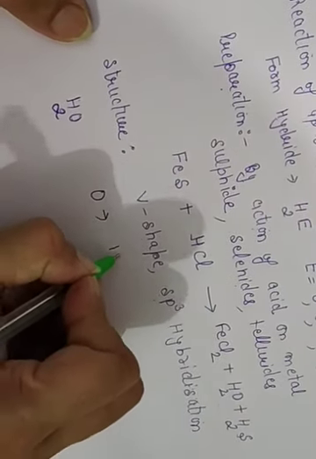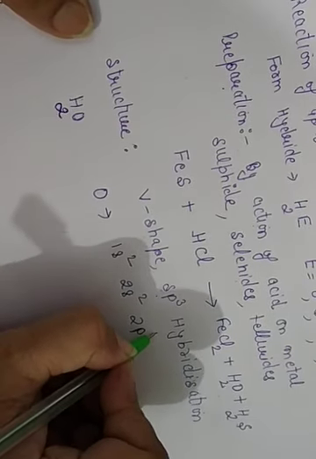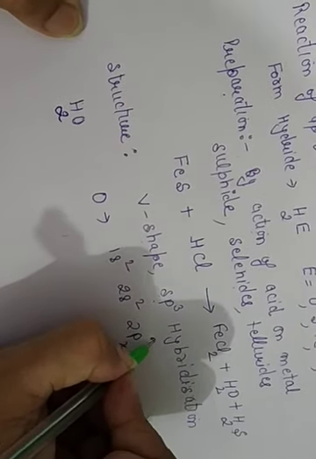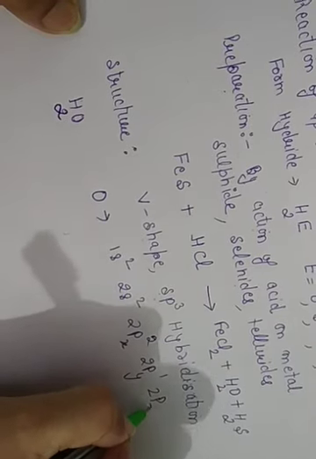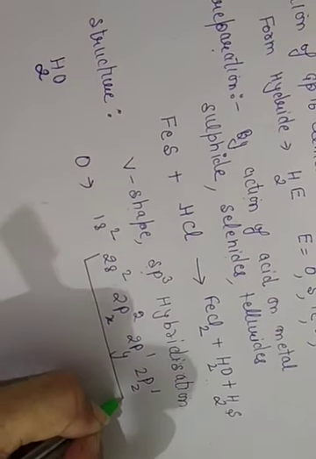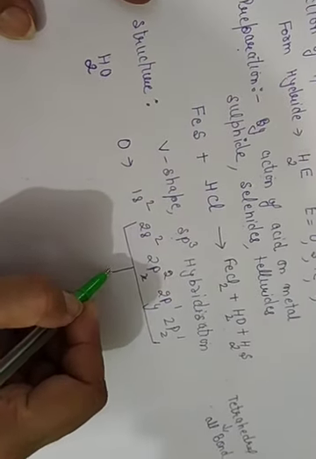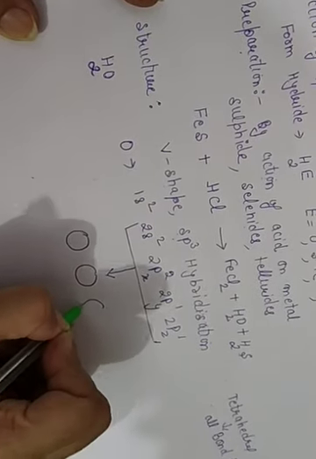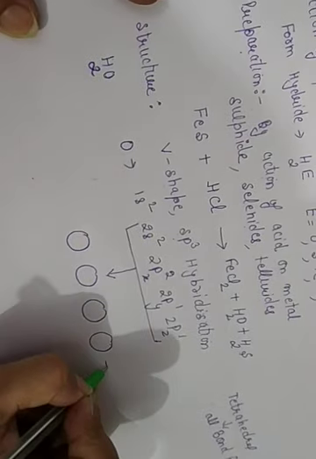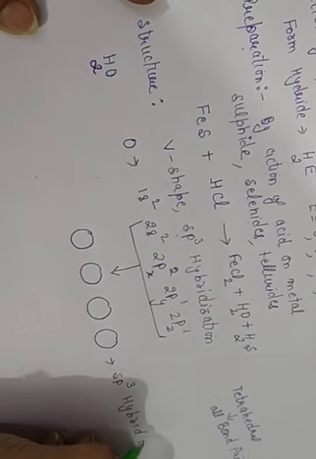So first of all, write its electronic configuration, that is 1s2, 2s2 and 2p4, expanded as 2px2, 2py1 and 2pz1. Now this undergoes hybridization, in which one s and three p orbitals are involved to give 4 hybrid orbitals. These hybrid orbitals are called sp3 hybrid orbitals.